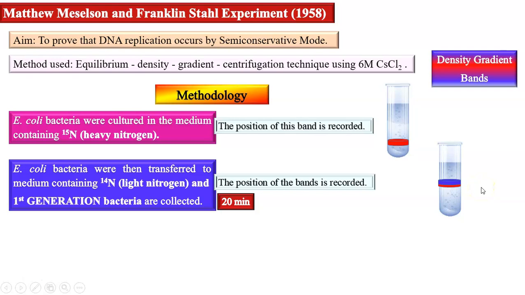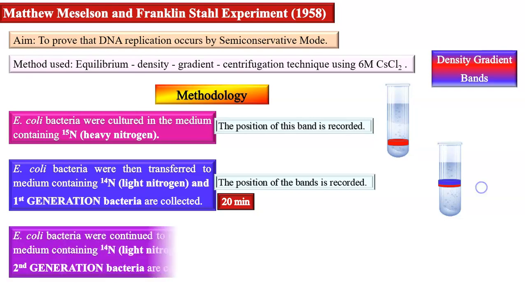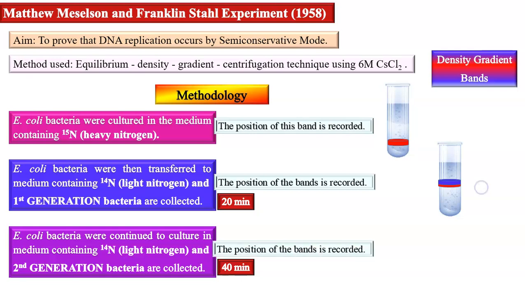20 minutes is the generation time for E. coli cells to grow under optimum temperature conditions. In the third step, E. coli cells were once again allowed to replicate further in the same light nitrogen containing N14 medium for one more generation. And the second generation in this N14 medium is obtained after 40 minutes. At equilibrium point, the density gradient band was obtained and the position of the band once again recorded.